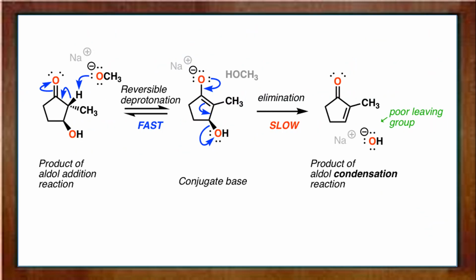Another example for dehydration of aldol is given here. This is a beta hydroxycarbonyl, an aldol. See here, this is the carbonyl group. This is the alpha carbon with respect to carbonyl, and this is beta. So this is a beta hydroxycarbonyl, an aldol compound. When this is treated with a strong base like sodium methoxide, first of all, deprotonation takes place.